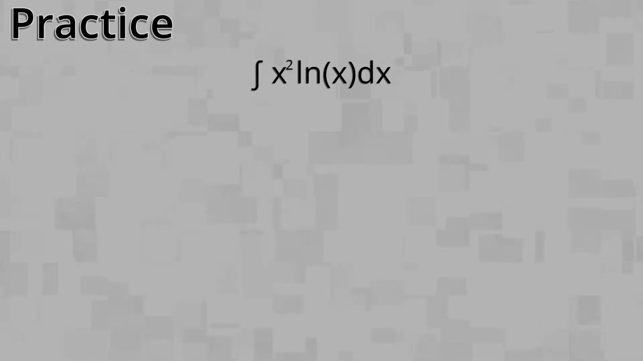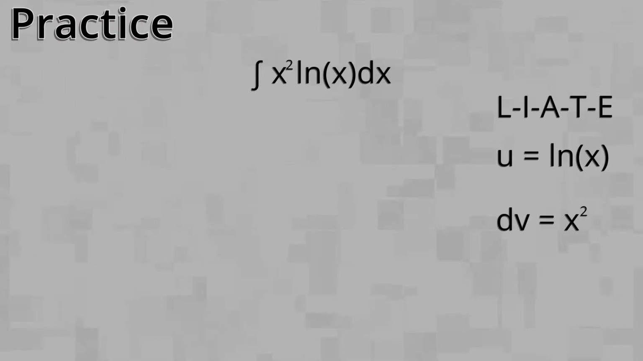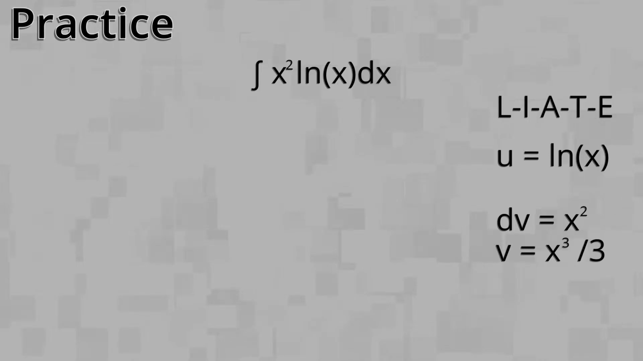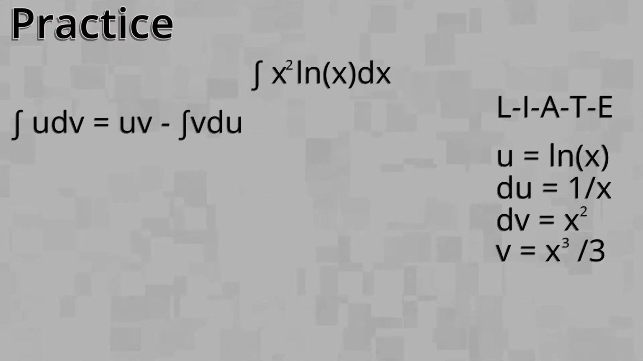First, we'll try integrating x squared ln x dx. So let's start by choosing the u. Following LIAT, we should set u to ln x, as it is a logarithmic function. That leaves x squared as dv. Integrating, we find that v is x to the third over 3, and the derivative of ln x is 1 over x. Then we write out the equation the integral of u dv equals uv minus the integral of v du, and plug in and solve for uv minus the integral of v du.